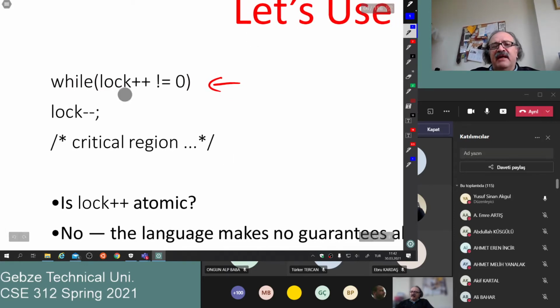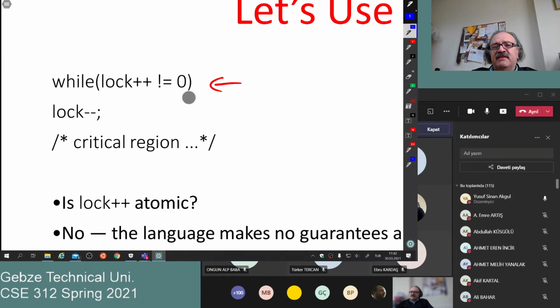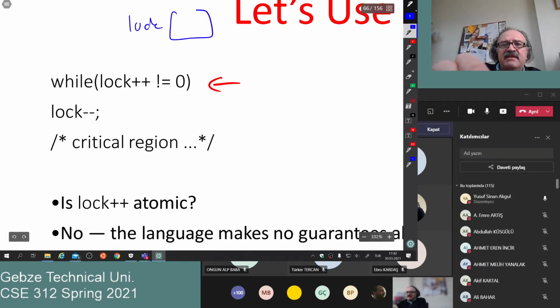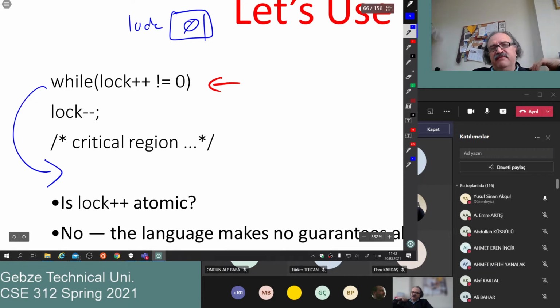I increment lock and at the same time I check it. So if lock is 0, I compare lock with 0, it is 0, then I can leave this loop right now, right? But before I leave this loop, lock becomes 1, right? So that's good if lock is 0.